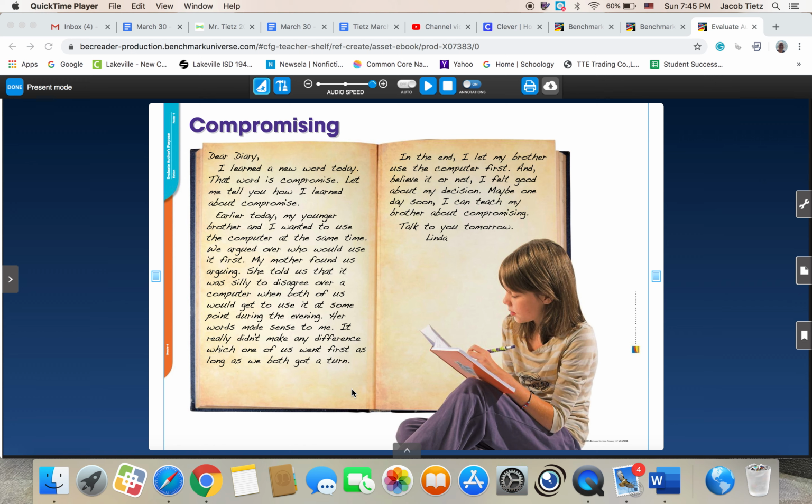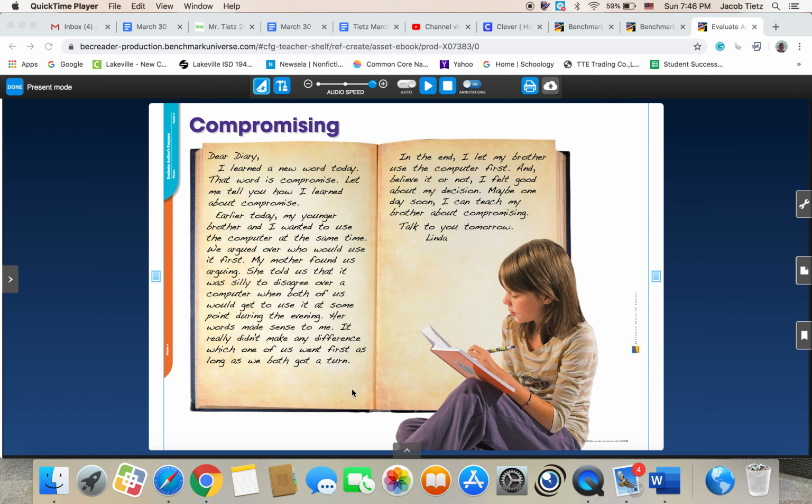In the next paragraph, she explains the situation with her and her brother when they were figuring out who was going to get to do the computer first, or they're fighting over it. It's not trying to persuade us of anything. It is informing us of what the situation was, and it's kind of entertaining in the fact that everyone can relate to fighting with a brother or a sister or a sibling, to give us that idea.